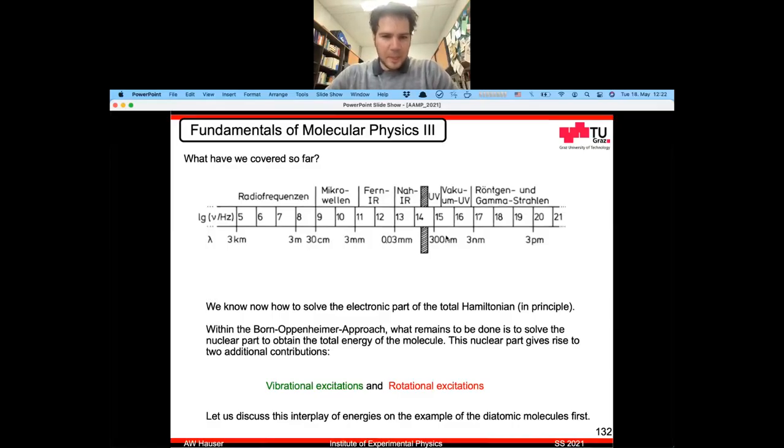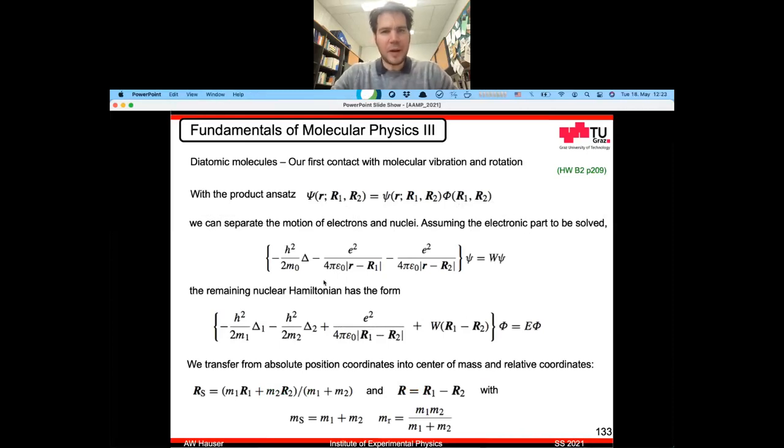Right, so now we're gonna talk about the degrees of freedom that remain due to the fact that we have a molecular system where the atoms themselves can move. And I will follow an approach here that is taken from Haken-Wolf and is, so to speak, our first contact with these nuclear degrees of freedom in a mathematically precise sense for the diatomic molecule. And it goes as follows.